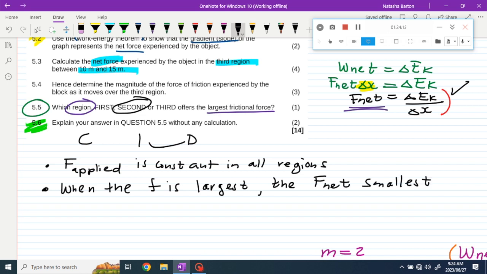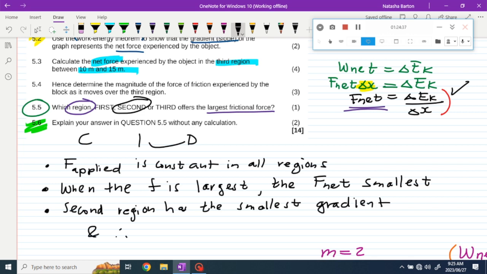In this specific problem, this is my independent variable. I'm looking at what friction does to net force. The second region, I'm now tying it to the graph. The second region has the smallest gradient and therefore the smallest net force. And that is why the correct answer is the second.